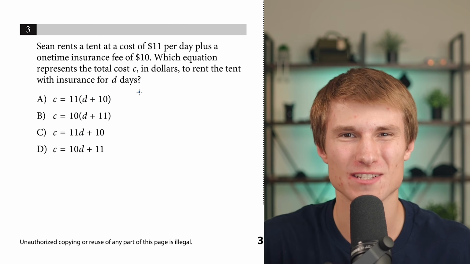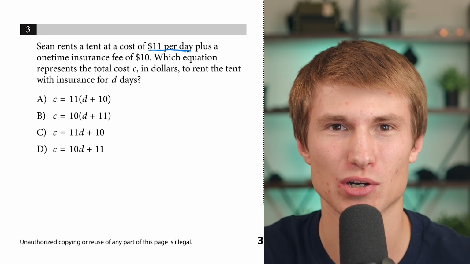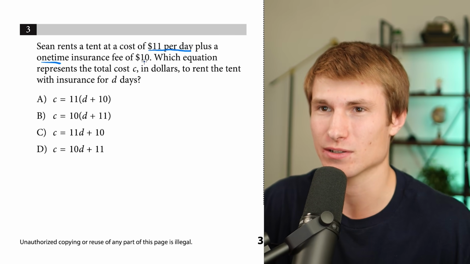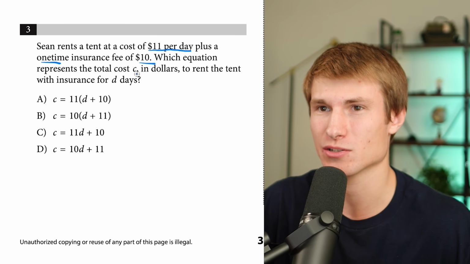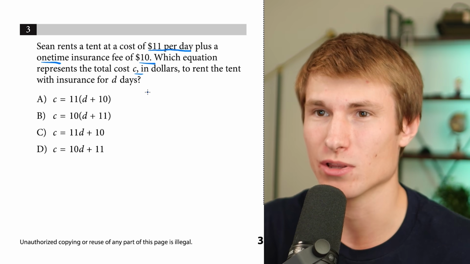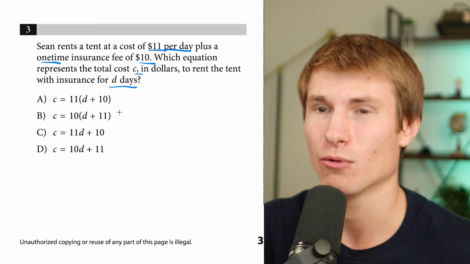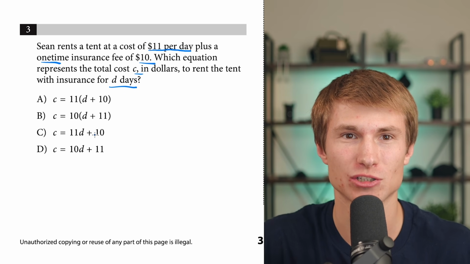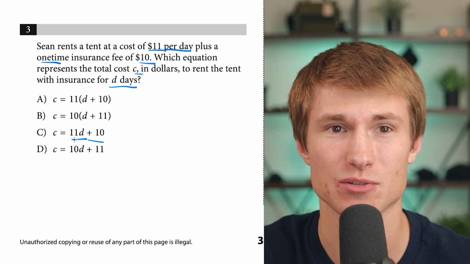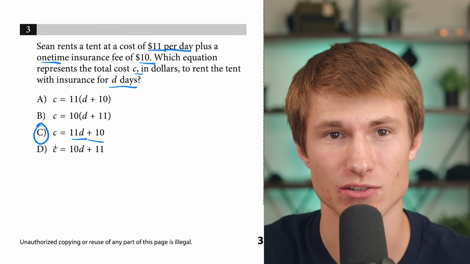Here's how to interpret this SAT word problem. Question 3 states that Sean rents a tent at a cost of $11 per day plus a one-time insurance fee of $10. Which equation represents the total cost, C, in dollars to rent the tent with insurance for D days? We know our total cost is going to equal our one-time insurance fee of $10 plus our $11 per day, giving us our answer as answer choice C.